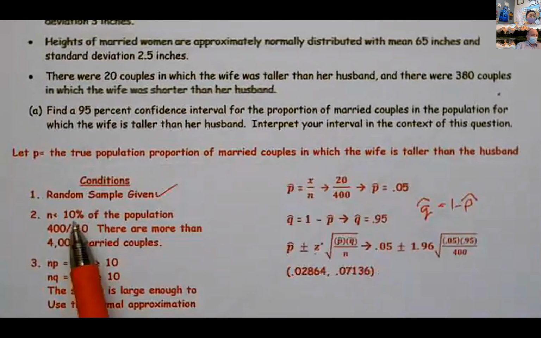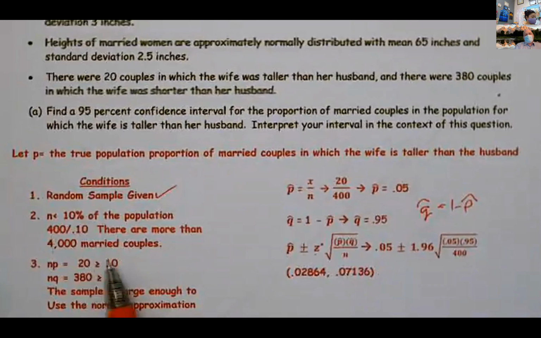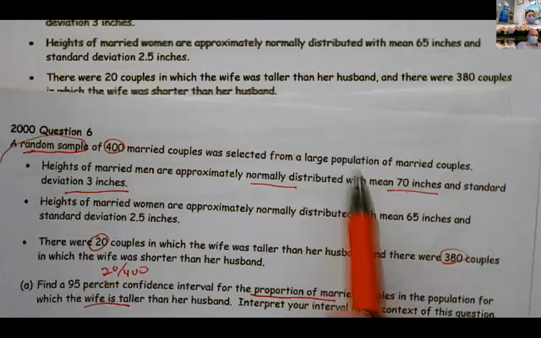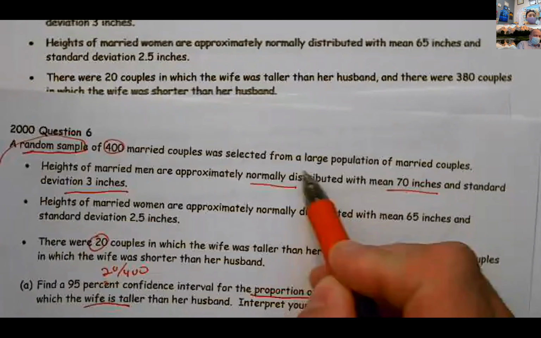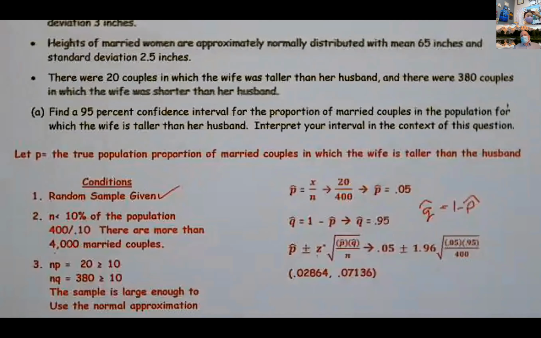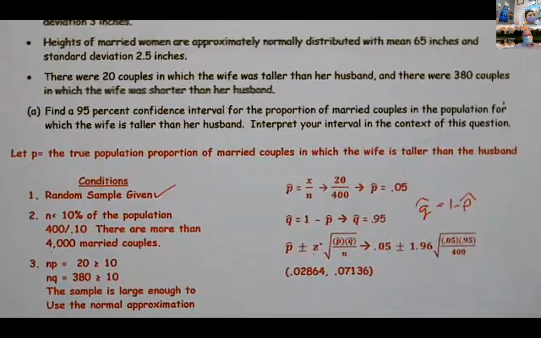So we need to know n is less than 10% of the population. So in this case, we have 400 couples divided by 0.1. And we basically know that there are more than 4,000 married couples. And they also told us that it was a large population. But since they didn't tell us what the population is, I'm going to assume that there's more than 4,000, because there's definitely more than that in the US or the world, wherever you want to choose.